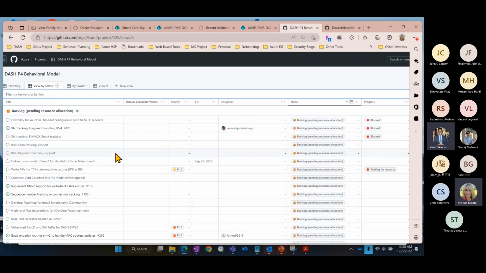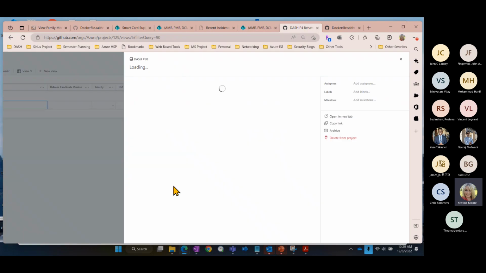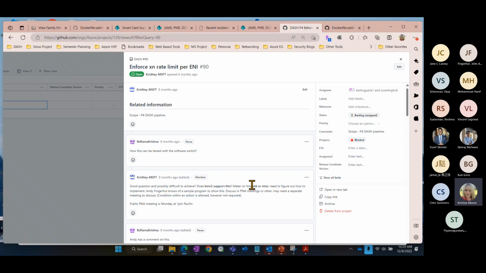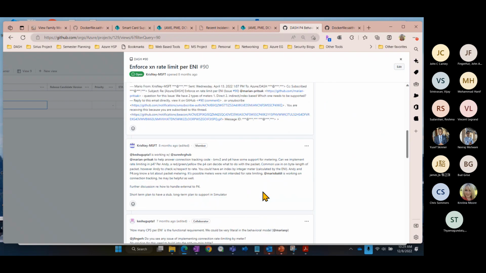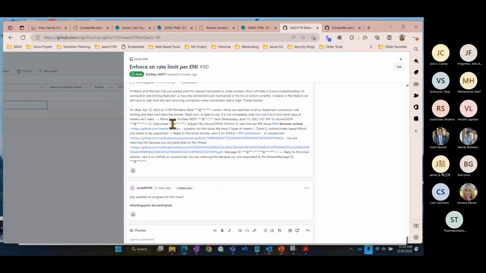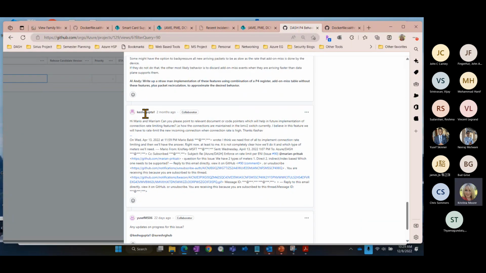What about number 90? Enforce connection rate limit per ENI. This one's interesting because I think it'll be further down the line. If we're trying to enforce a connection rate limit, we needed to have BMV2 working, right, guys? Kashav, I think, is no longer with the team.